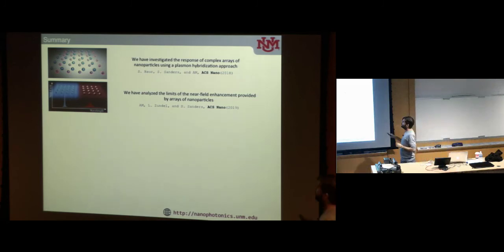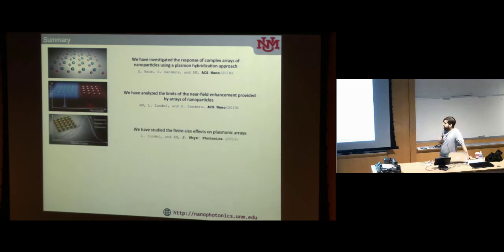We've been looking also at the limits of the near field, and we have seen that if you can fabricate an infinite array, you can have a very strong field. If you cannot fabricate an infinite array, then the field will not be so strong, but still you can play your tricks to make it very large. And then we have been looking also at other types of finite size effects on arrays. Of course, the fact that arrays are finite changes the optical response, and you have to consider that.